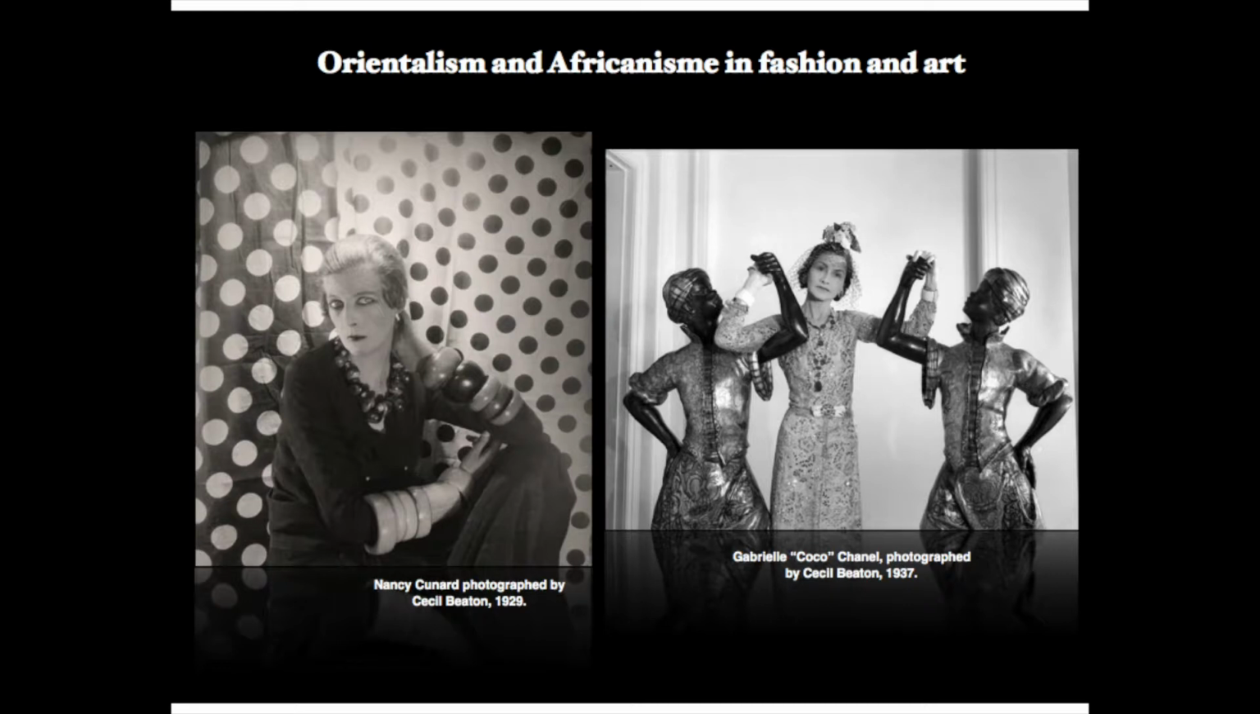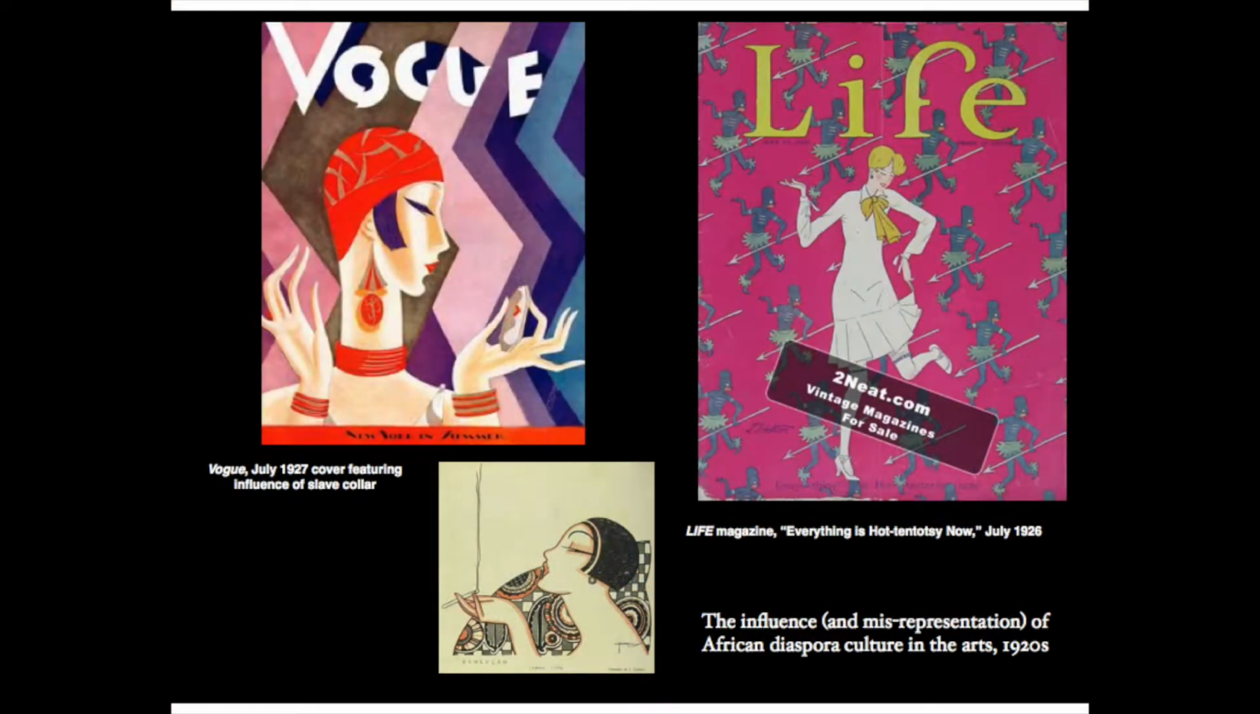Photographed by Cecil Beaton, also photographed by Cecil Beaton a little under 10 years later, you have a familiar face here, Gabrielle Coco Chanel, posing with these two black figures. Some more images here of what's happening. This time in the 1920s and 30s is rich for pulling from African culture, for better or for worse. So these are just some more images.